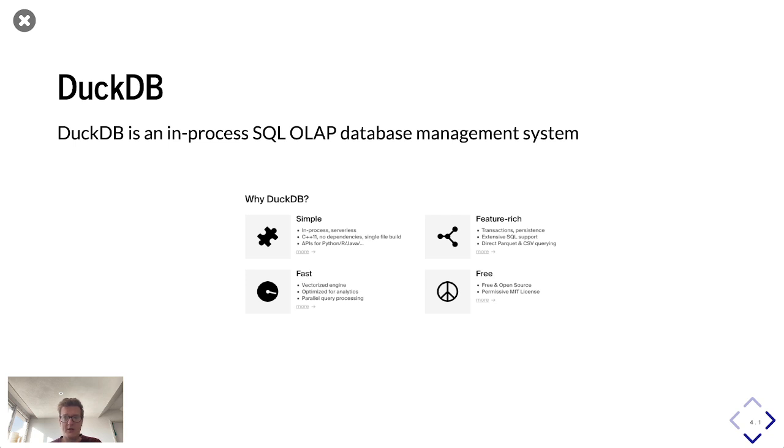Parallel query processing. Well, I think for the amount of data that we're using right now, it's not that important, but when you're using a lot of data, it's really convenient. Feature rich transactions, we won't use it, but extensive SQL support is pretty cool. And also the direct Parquet and CSV querying. We will not use it, but it's pretty useful. And then in the end, it's free. Permissive MIT license, that's also really nice, so you can use it in all your projects without messing with licenses.